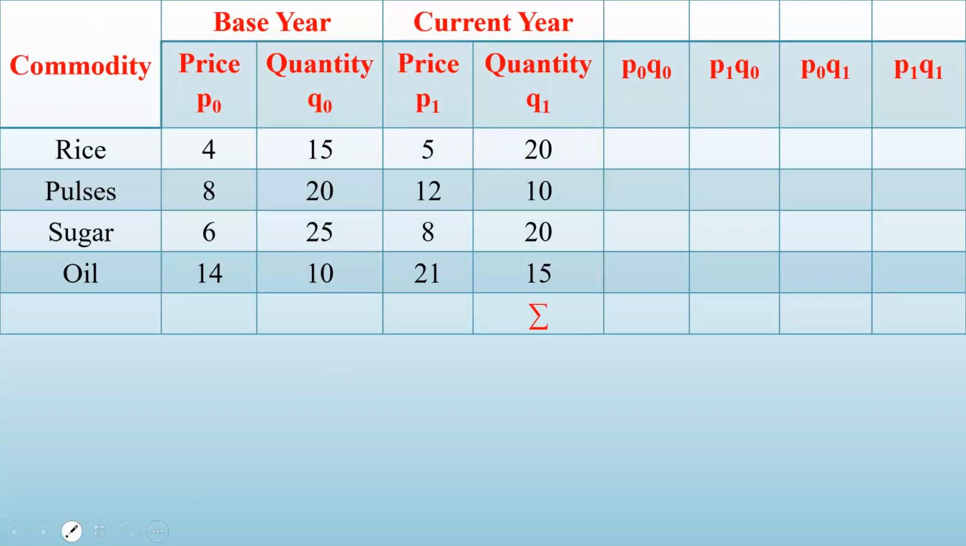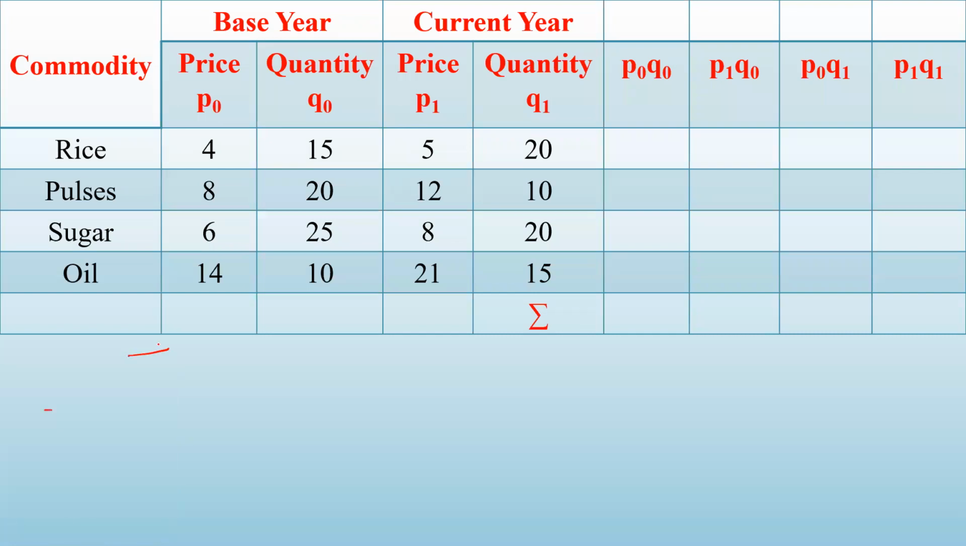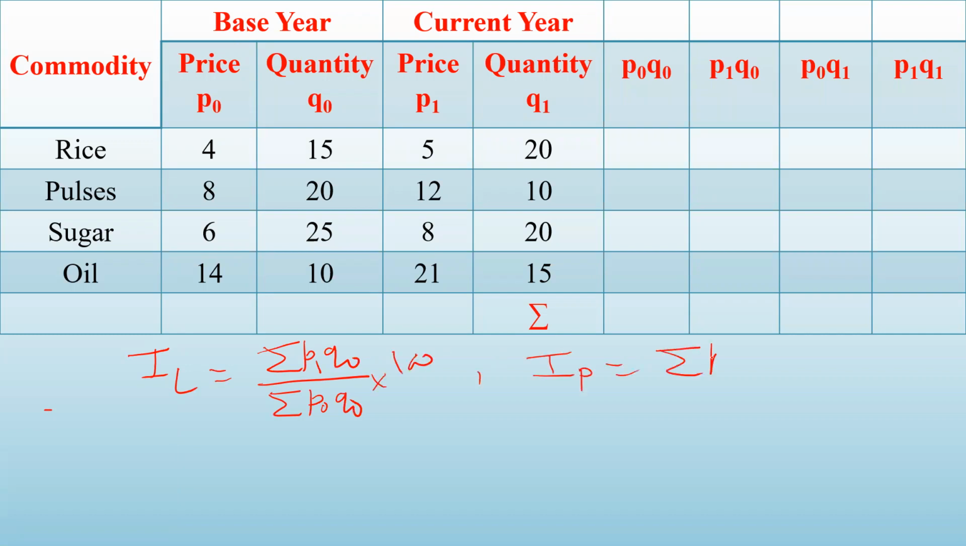Now see here, when you have to calculate IL and IP, IF and all these things. For IL, what you need is summation of P1 Q0 divided by summation of P0 Q0. This is your formula for IL. And what is your formula for IP? It is summation of P1 Q1 divided by summation of P0 Q1 into 100. So that means we need to calculate the sum of P1 Q0, summation of P0 Q0, summation of P1 Q1, and summation of P0 Q1.